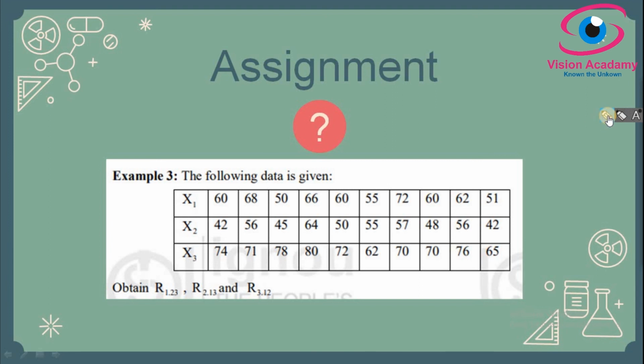Here I am giving an assignment. Here we have 3 variables and each variable has its respective raw data. Using this data, you need to calculate R1.23, R2.13 and R3.12.